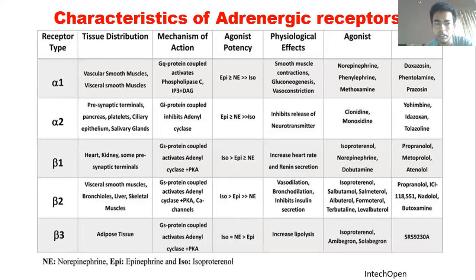Now alpha 1 receptor is mainly found in the vascular smooth muscles and visceral smooth muscles. So how does it act? It mainly acts by Gq protein coupled receptors. So this mainly acts on the Gq receptors, which leads to activation of the phospholipase C and then activation of IP3 and DAG. So agonist potency you can see here. Epinephrine is greater than or equal to norepinephrine, which is much greater than isoproterenol.